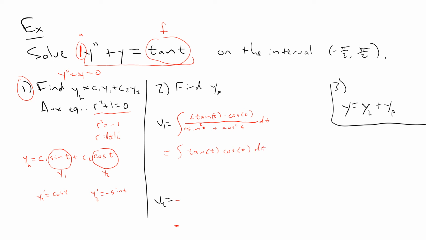and some more basic trig identities. Tangent is sine divided by cosine. Sine divided by cosine times cosine. The cosines will cancel, and this simplifies down to a really easy integral, the integral of sine t. So then our v1 would be negative cosine t. And I'll just throw on a constant here.